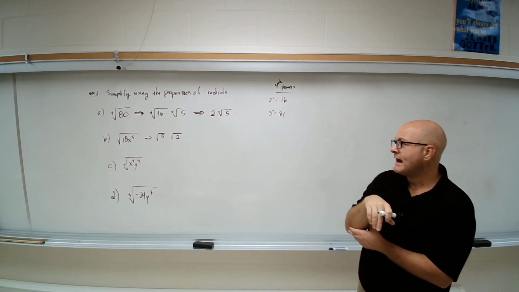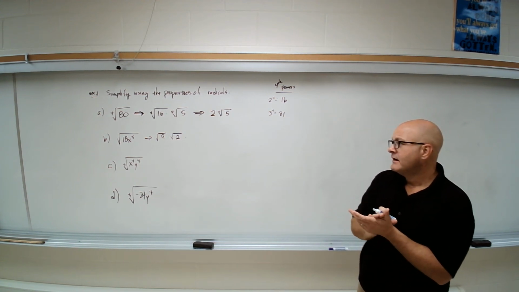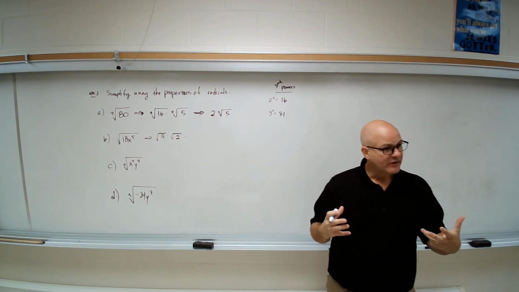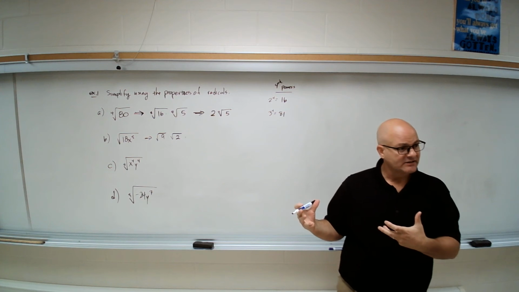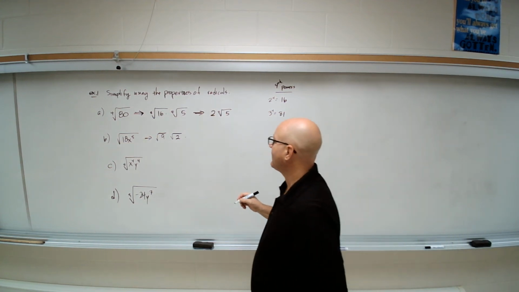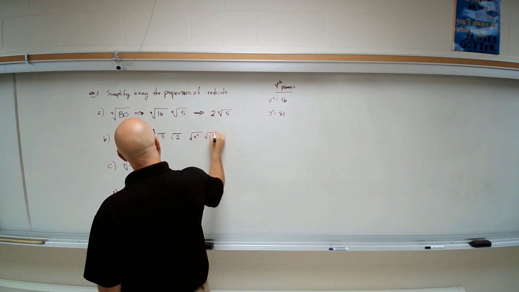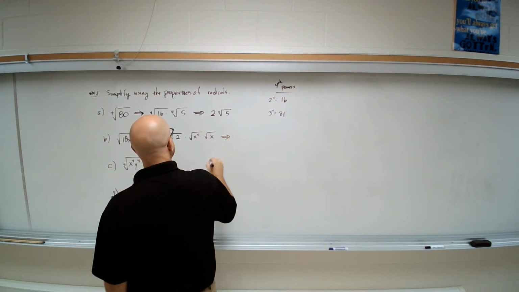And then here we have x to the 5th power. Well, if I had the square root of x to the 4th, that would be pretty good, right? Because then I would just get x squared. So let's split it like that. Let's say the square root of x to the 4th times the square root of x.